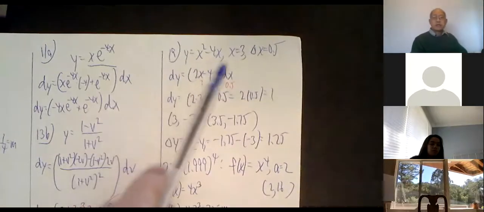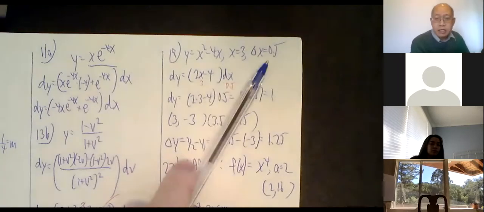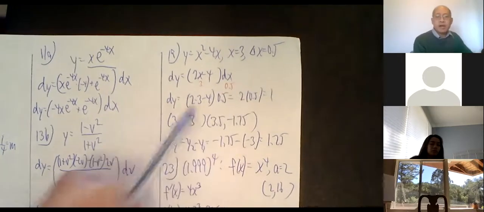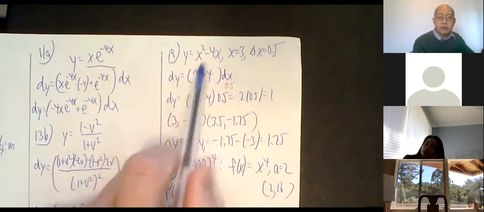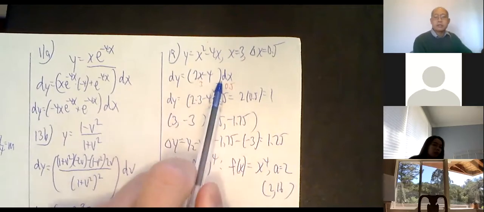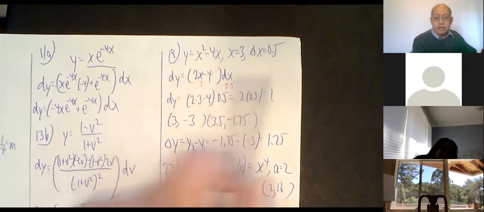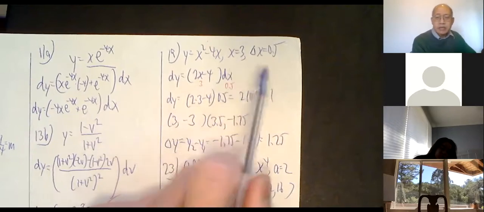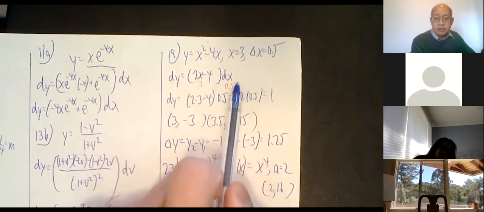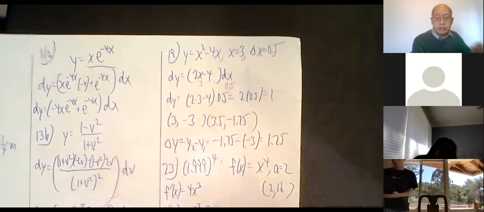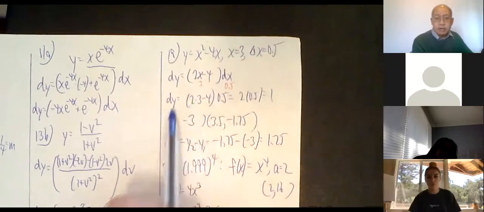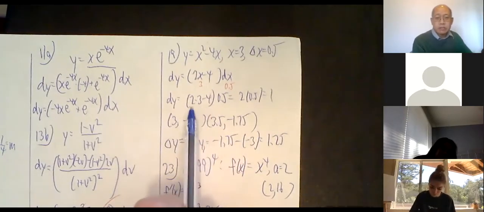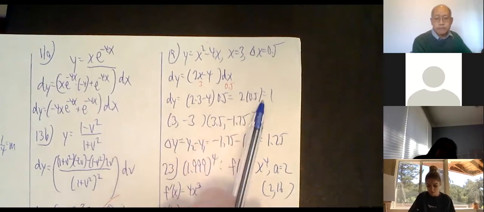Okay, x squared minus 4x at x equals 3, delta x is 0.5. So dy by formula is derivative times dx. So dy equals the derivative, 2x minus 4, times dx. Now I just plug in. x is 3. Delta x is the same as dx in these problems, the little change in x. So 0.5 goes there, and I plug in 3. So 2 times 3 minus 4 is 2. 2 times 0.5 is 1. So that's dy.